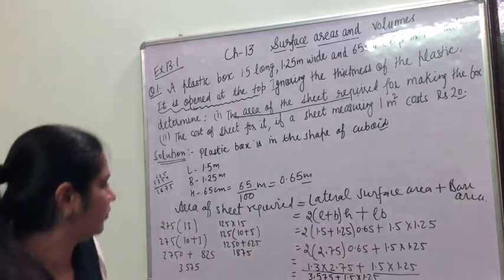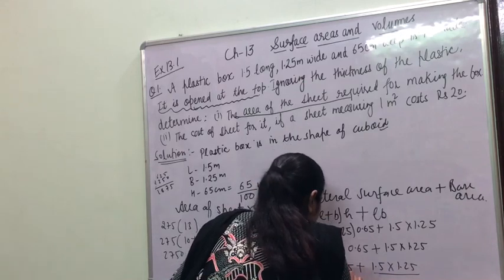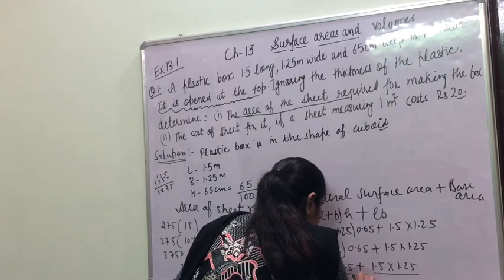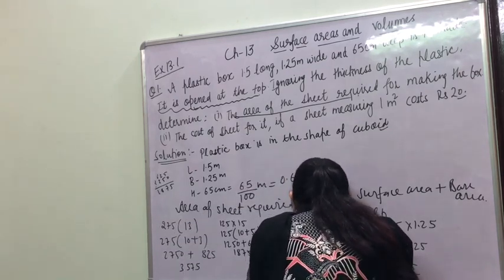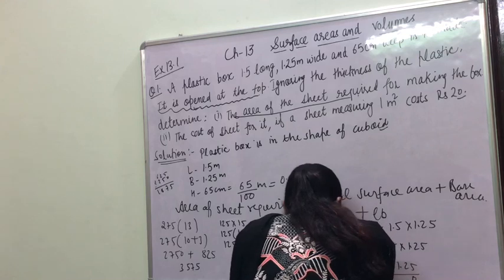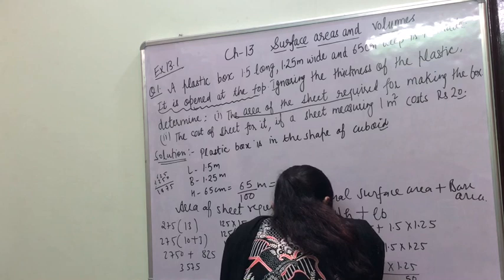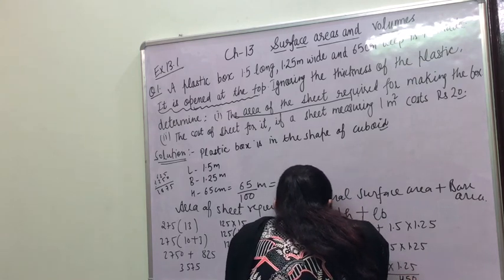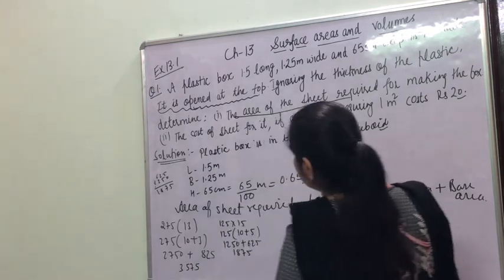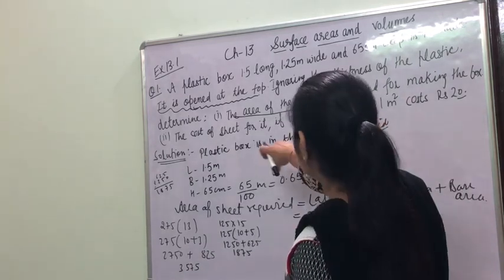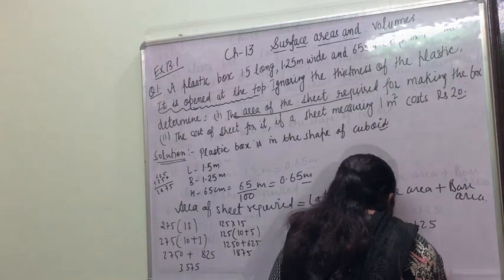Addition of these 2. Here I am writing the value which is equal to 1.875. After doing the addition of these 2 numbers, it gives us 0, 7 and 7, 14 and 1, 15, 8 and 5, 13 and 1, 14, 3 and 1, 4 and 1, 5, 5.450, which is the total surface area. Area of the sheet required for making the box is 5.45 meter square.